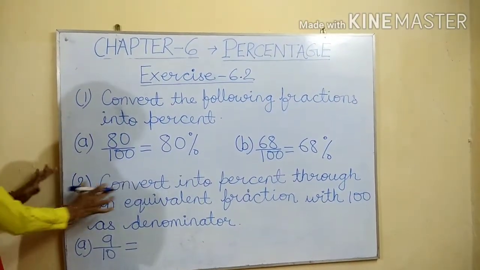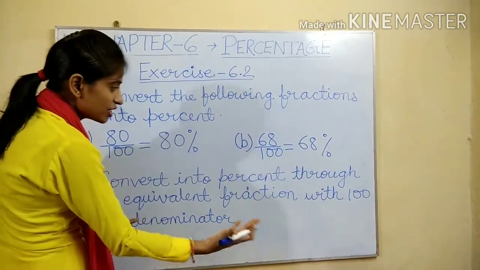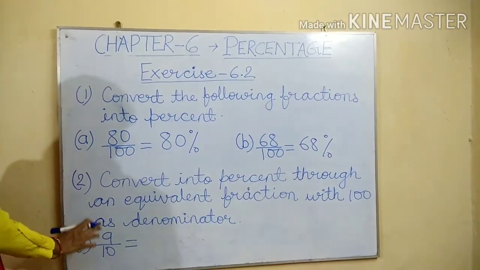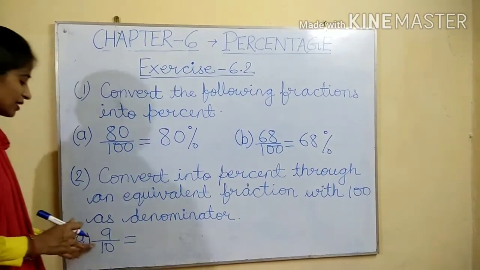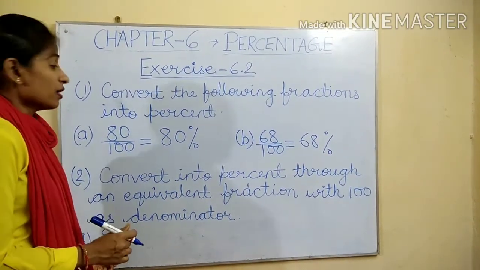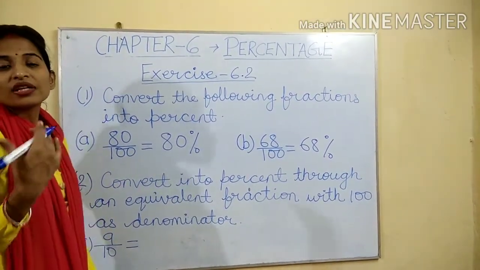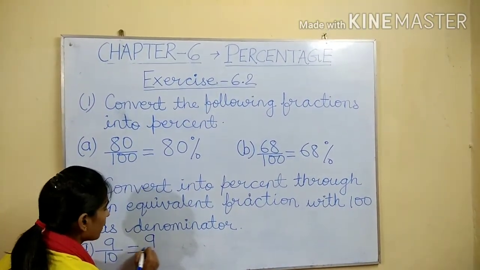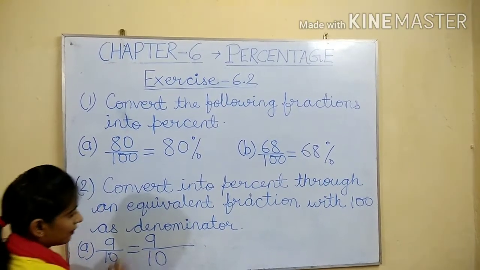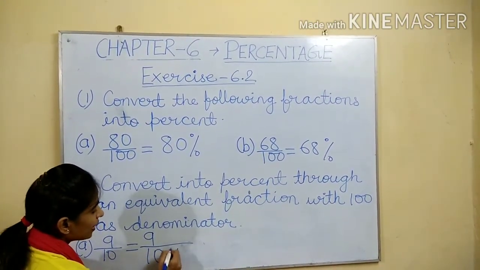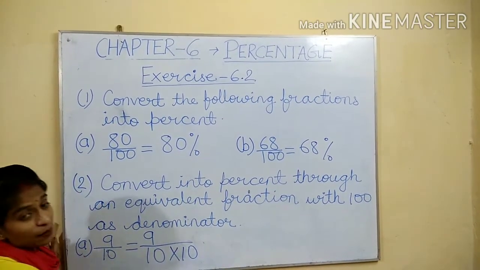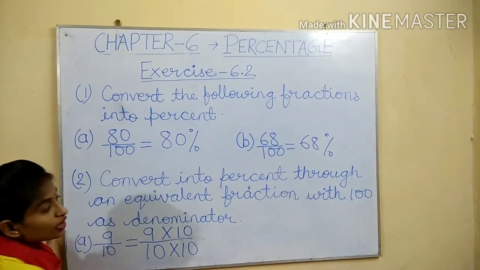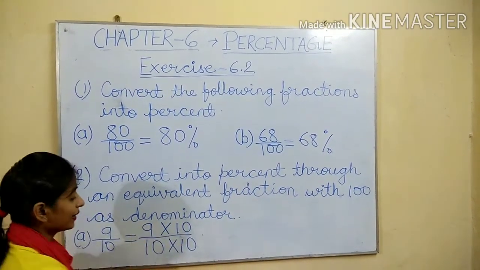Now question number 2. Convert into percent through an equivalent fraction with 100 as denominator. It means for the given fraction we will find an equivalent fraction with denominator 100. So let us start. How will we do? The fraction is 9 by 10. We have to make its denominator 100. So we will multiply it by 10. In the denominator we will multiply by 10, so in the numerator also we will multiply by 10.